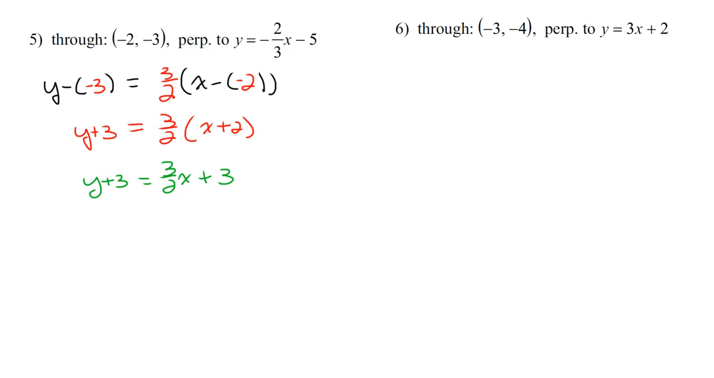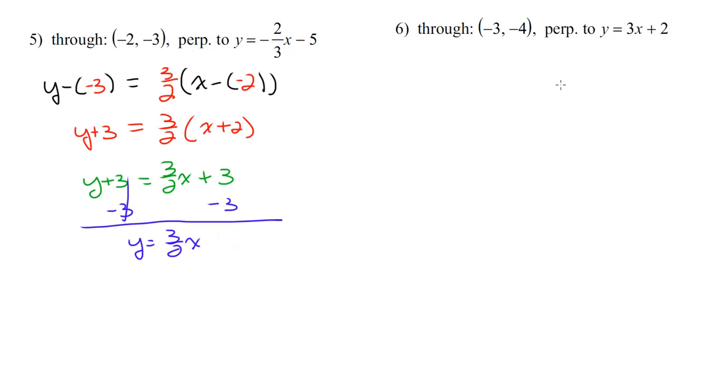And then finally, we just have to subtract 3 from both sides. So we get y equals 3 over 2x, and 3 minus 3 is 0. So you could put plus 0, but you don't really need to. You could just leave the equation as y equals 3 over 2x. And that is the equation of the line perpendicular to the line y equals negative 2/3 x minus 5 that passes through the point negative 2 comma negative 3.